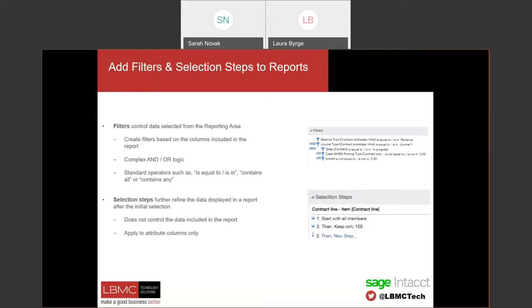You'll also have standard operators such as is equal to, is in, contains all, contains any. There's a list of about 20 different options for standard operators. They also include things like including nulls or excluding nulls, which are blank sets of data. The selection steps further refine the data that's displayed in the report after the initial selection. It does not control the data included in the report, and it only applies to attribute columns.